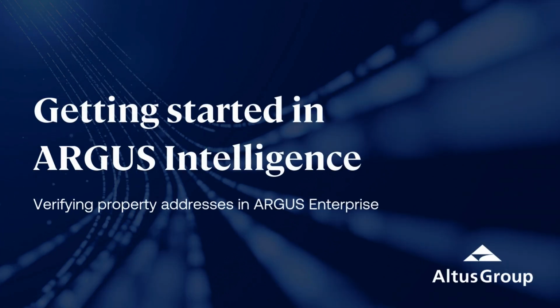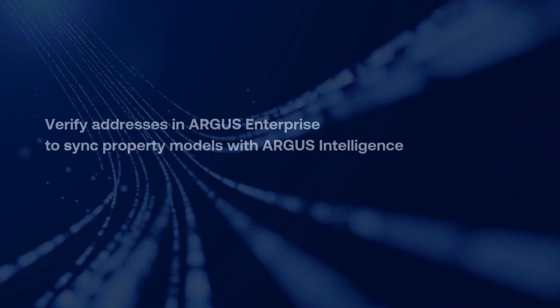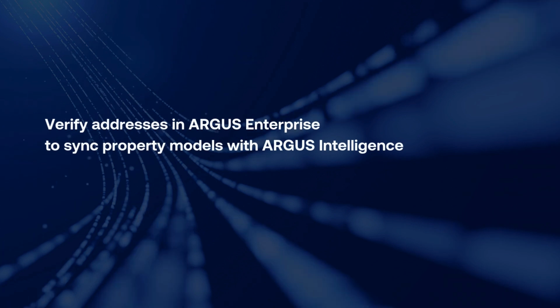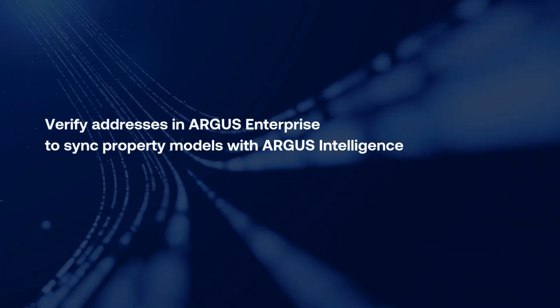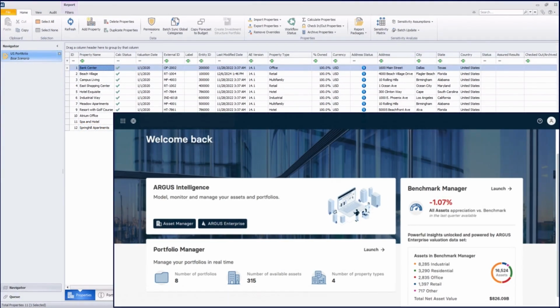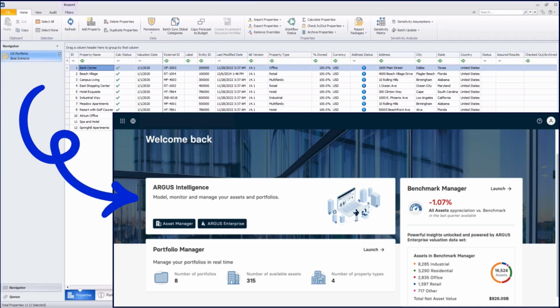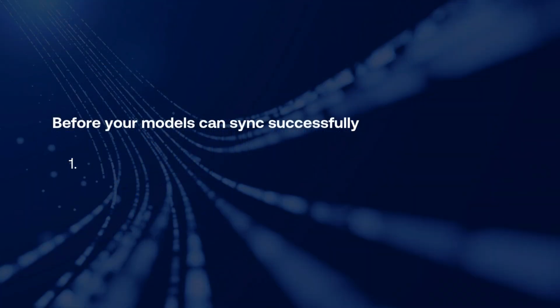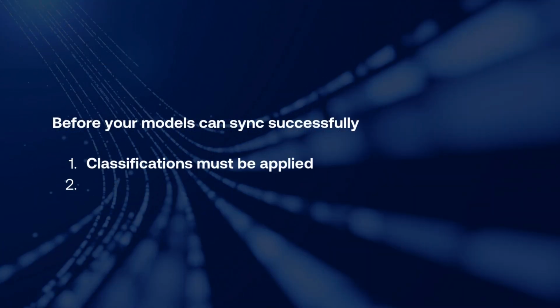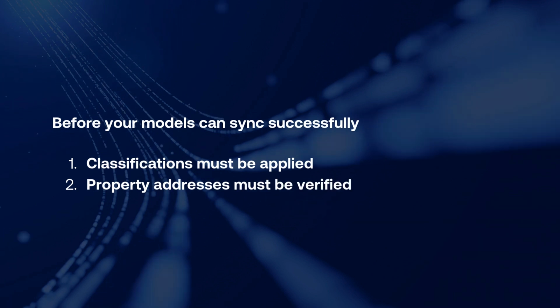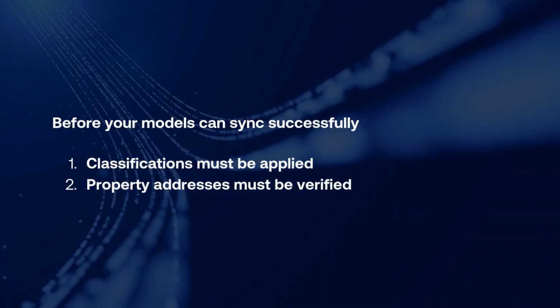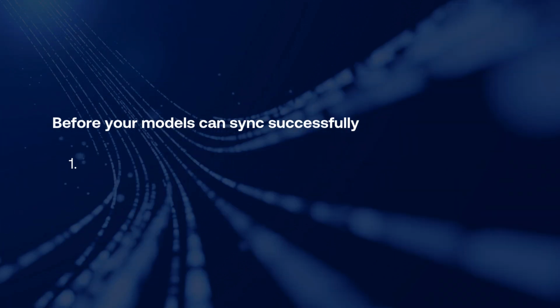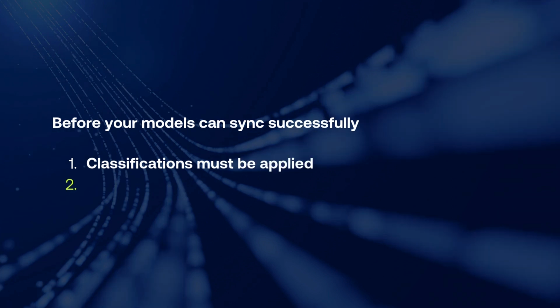Welcome! In this video, we'll walk you through how to verify the addresses of properties in ARGUS Enterprise to ensure they can sync with ARGUS Intelligence, allowing you to take full advantage of its features. Before your property models can appear in the platform, two things must happen. First, classifications must be applied, and second, property addresses must be verified. This video covers the second step, address verifications.